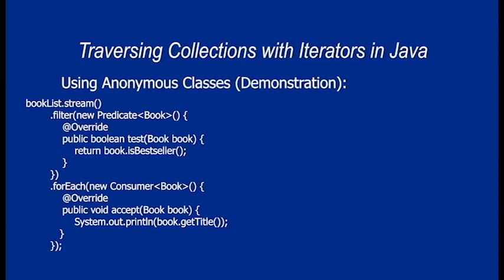Using anonymous classes, demonstration. Here, I've written the same stream using anonymous classes to show you the internals. Although this is more verbose, it's helpful to understand what's happening under the hood. The filter method uses a predicate, and the forEach method uses a consumer. Both are functional interfaces that operate on the elements in the stream.